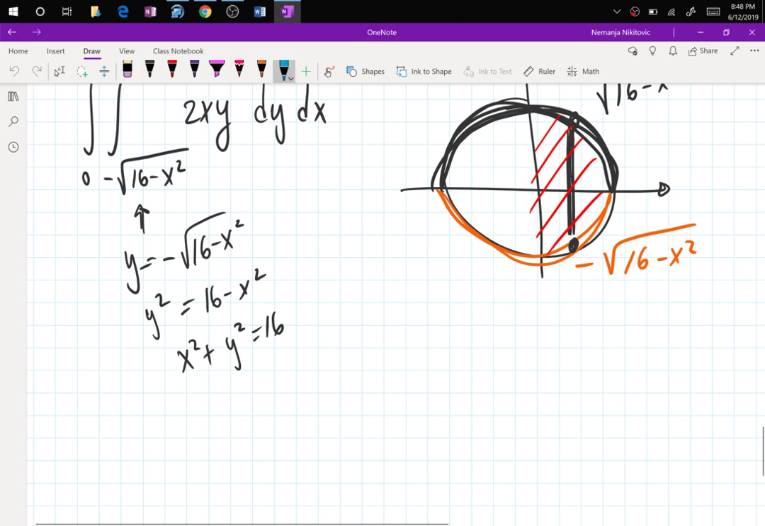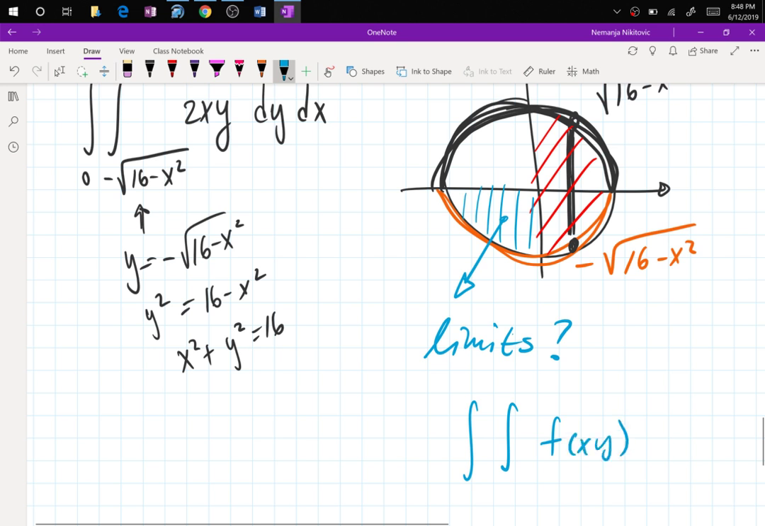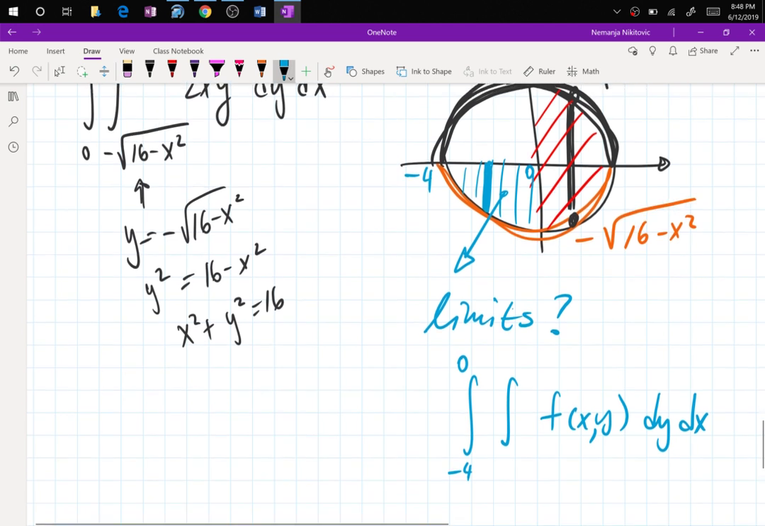So the question is, I said here in blue, limits for third quadrant. Squiggly integral. We're going to have f of x y, and we're going to have dy dx. So what are my x limits? -4 and 0. Perfect. -4 and 0 because my dx is going to start at -4 and complete its journey at 0 as it goes from left to right.